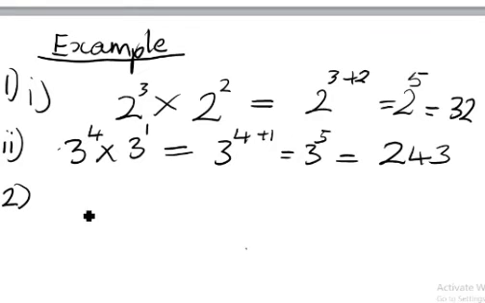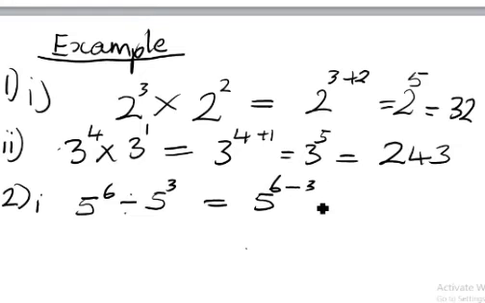Number 2: for example, we have 5 raised to power 6 divided by 5 raised to power 3. That's the second law, where the bases are the same and we are dividing, so you pick one of the bases and subtract the powers, 6 minus 3. This will give me 5 raised to power 3, which is 125.